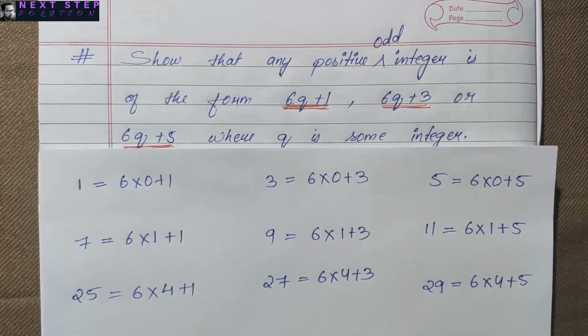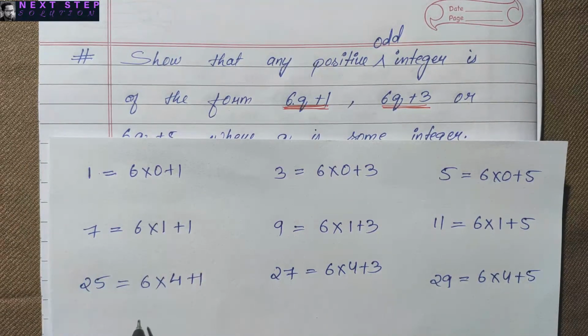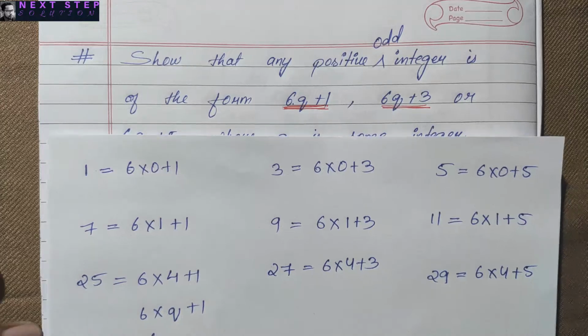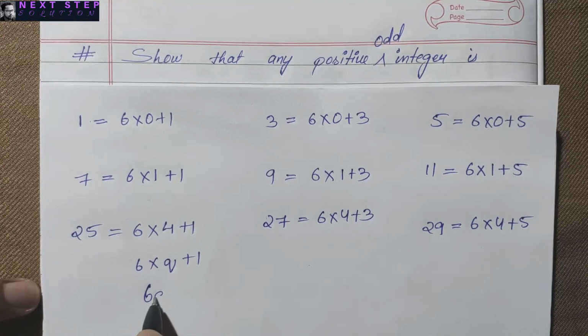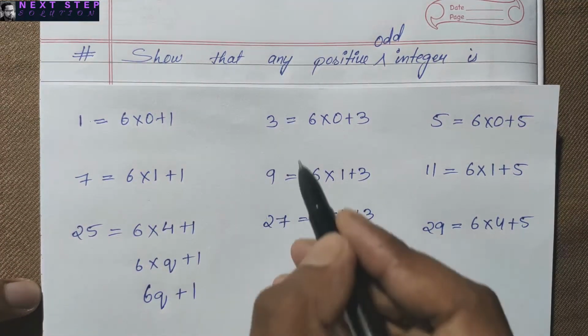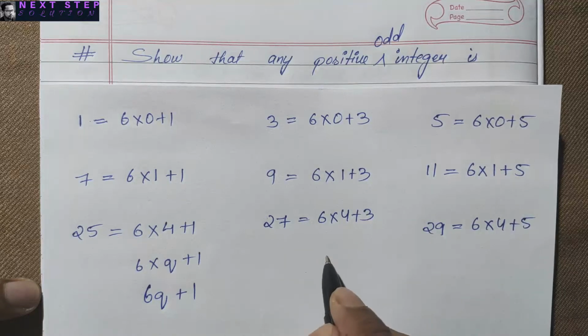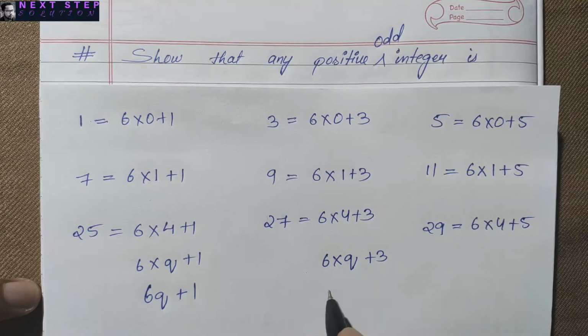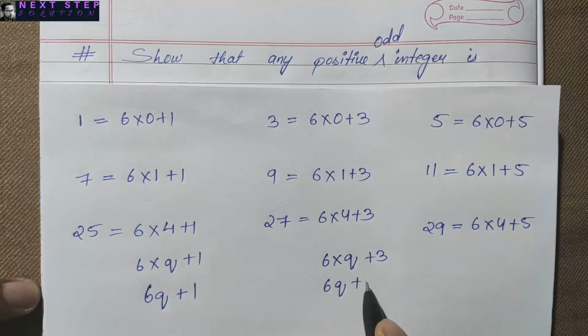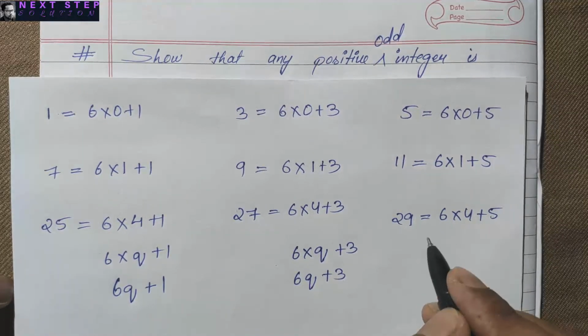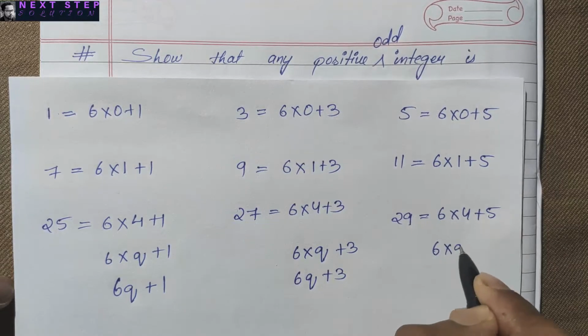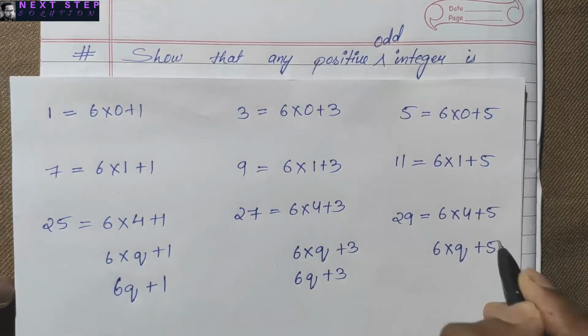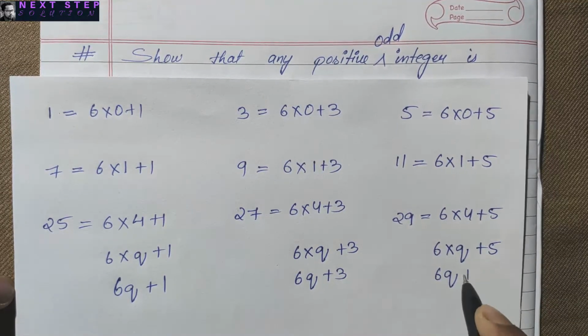Now if you analyze all these cases, what we have is 6 into a number, different numbers in different cases, so I can take it as q for all of them, plus 1, which can be written as 6q plus 1. In all the cases we are multiplying 6 with a number, I'll take it as q, and we are adding 3, so I can write it as 6q plus 3. Here we have 6 multiplied with a number, then added 5 to it, so this can be written as 6q plus 5.